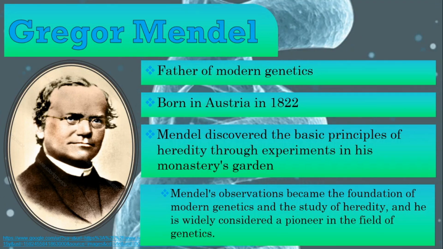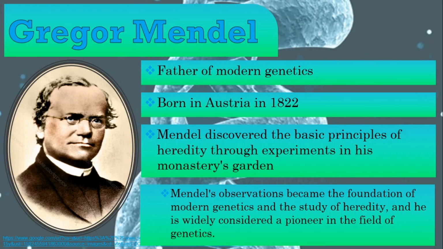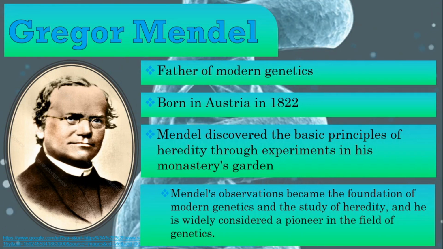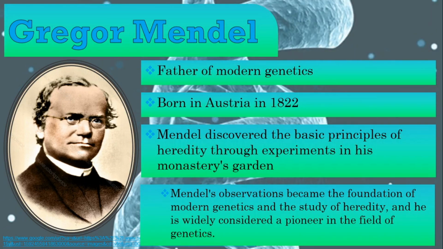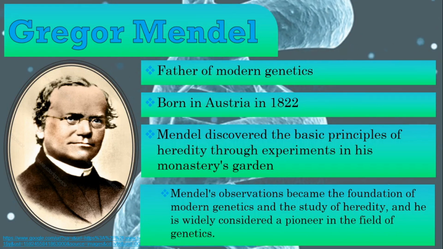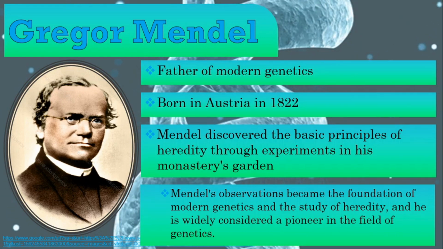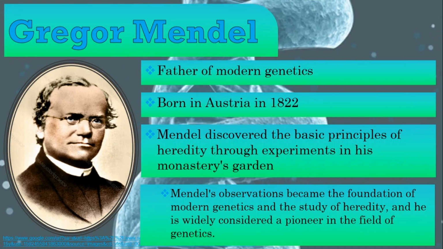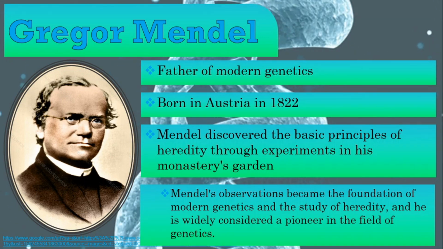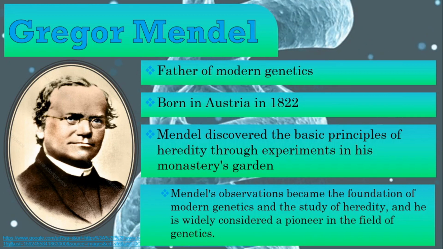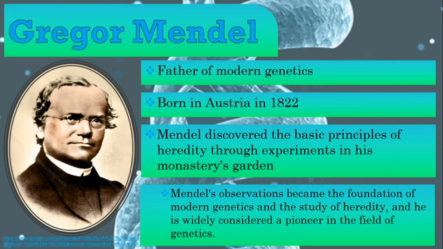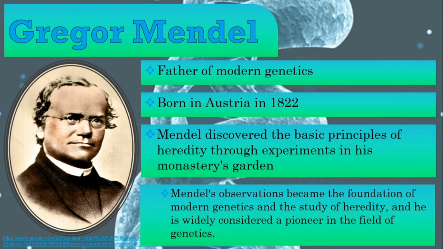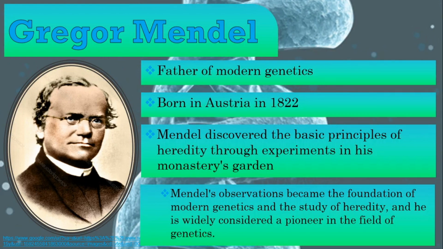In his observation of pea plants, he found out that the seed of the pea plant can be round or wrinkled. Its color can be green or yellow. Pod shape can be constricted or inflated. Flower color can be purple or white. The size of the plant can be tall or dwarf, and the position of flowers can be axial or terminal.